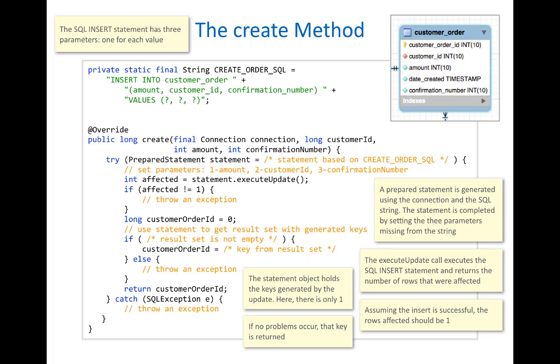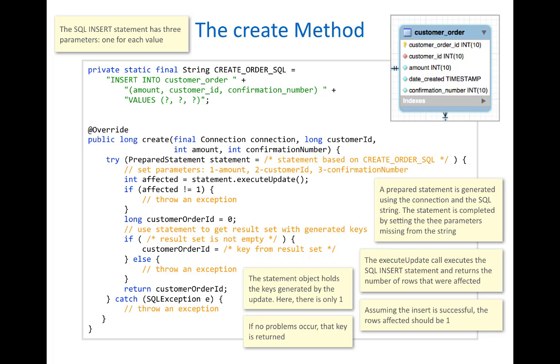The SQL update method returns an integer that represents the number of rows in the table affected by the call. In this case, if everything goes well, we expect that exactly 1 row will be affected. If the update has been executed successfully, a result set is obtained that contains all the rows corresponding to all the keys that were generated. In our case, only 1 key should have been generated, so we get that key from the result set and assign it to the long integer that we will return.